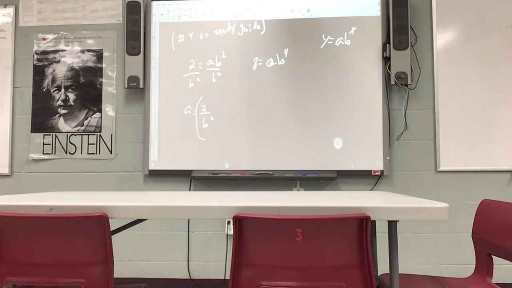So then you take that and you substitute it in. 8 equals 2 divided by B squared times B to the fourth. Then you reduce your b's, so what's b to the fourth over b squared reduced to? B squared. So you got 8 equals 2b squared. Then you divide by 2, so you get 4 equals b squared, and then you undo the squared, so you square root, and you got your b is 2.